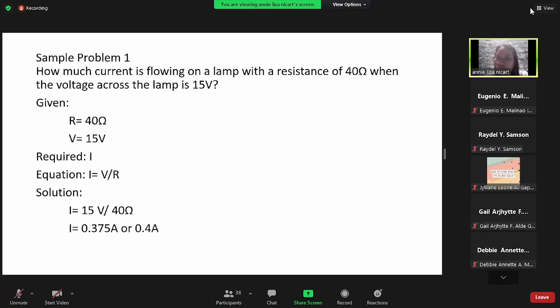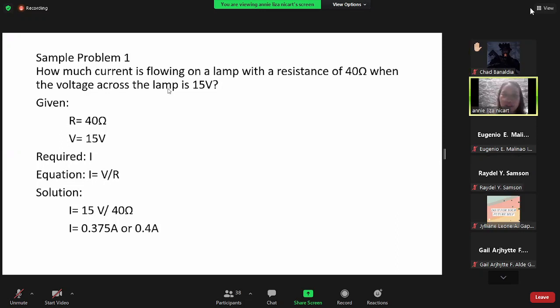I am assuming na nagsagot na kayo doon sa week 7 and 8 na lesson, doon sa binigay sa inyo na module. Sino yung nakakuha ng same answer? Week 7 pa lang po, ma'am. Week 7 pa lang. Natapos na po lahat. Sino yung nakakuha ng parehas na sagot? Nasa problem kasi ito doon. Ito yung sample problem.